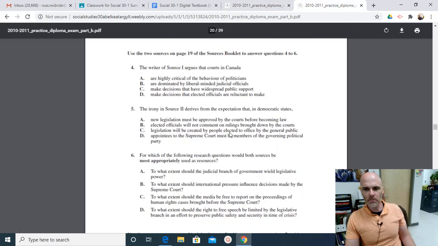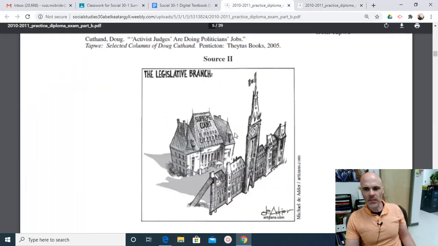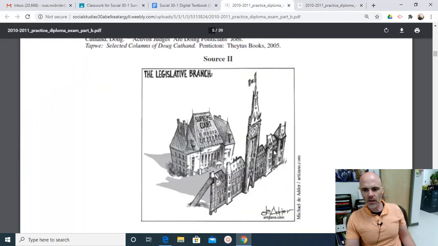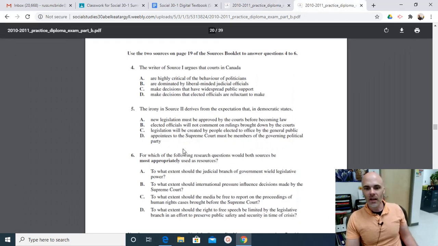Legislation will be created by people elected to office. These people are elected by the general public. These people are not. The cartoon is suggesting that it's really these people creating the laws. And the irony is that in a democracy, we expect these guys to do it. Seems like our answer. Appointees to the Supreme Court must be members of the governing political party. No, the irony is C. That's why there's the facade of the House of Commons and the actual structure of the Senate in the back.